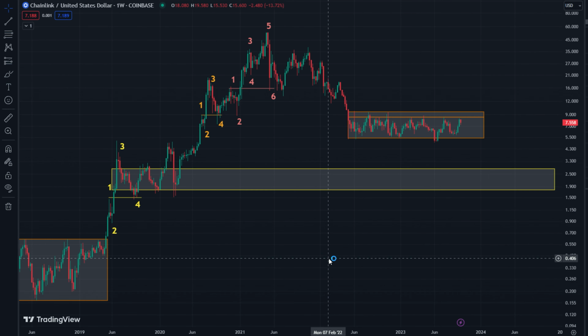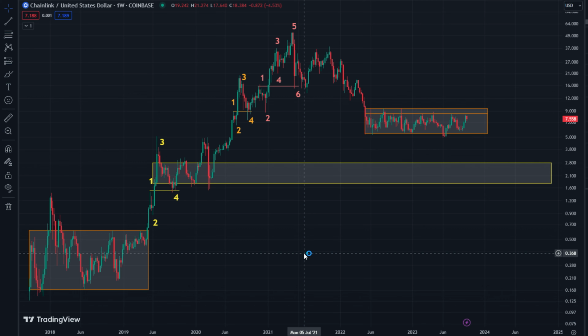Now, again, I'm not telling you to buy Link. I don't know if it'll do well next bull run. All I can tell you is that it did well last bull run, and it hasn't done poorly this bear cycle. So again, it's up to you to take this information as you will.